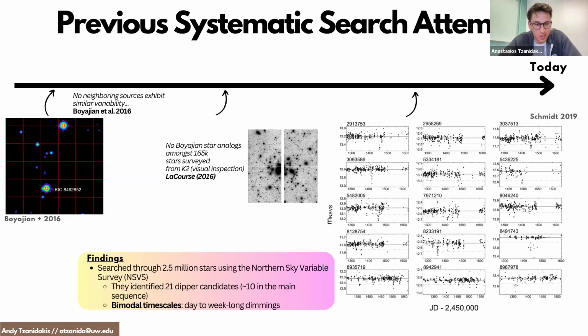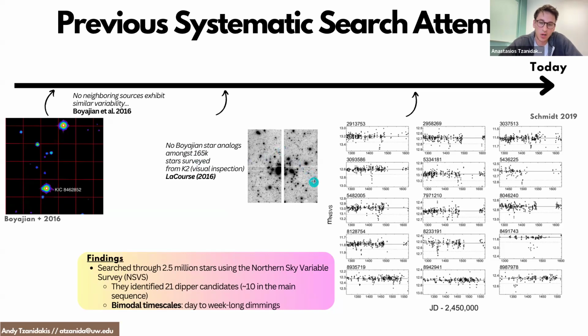So there have been previous searches for these main sequence Dipper stars, going back, of course, to the original Boyajian et al. paper, where they noted that there were no neighboring sources that had exhibited this type of stellar variability. There was a quick note by Dara Lacourse, who showed that they visually inspected most of the K2 stars, about 165,000 stars, and found no Boyajian star analogs.